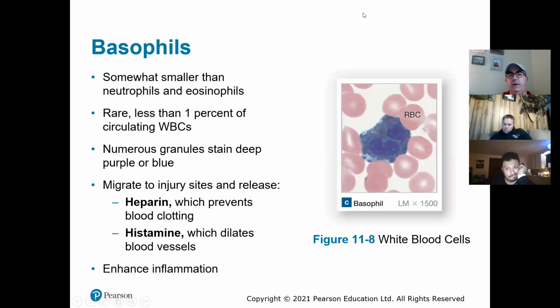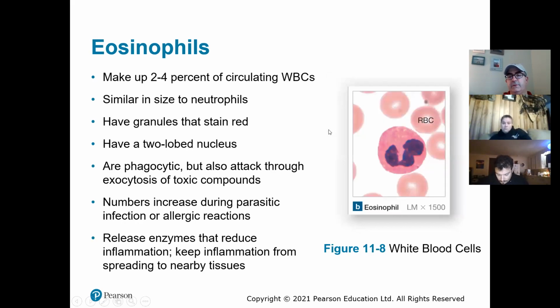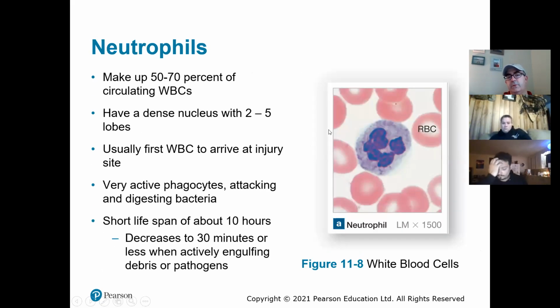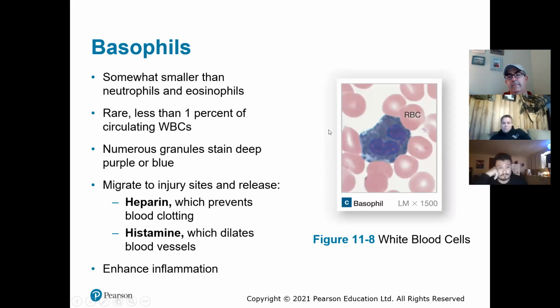And then the third type of granulocyte is basophils. They're a little bit smaller than neutrophils. They're really rare. You don't see basophils very often. They have a lot of granules and they stain a really deep purple or blue, right? So they're the darkest. So the eosinophils are more reddish or orange. Neutrophils are kind of a light purple. These basophils are really dark purple.